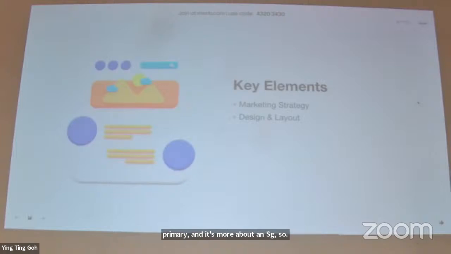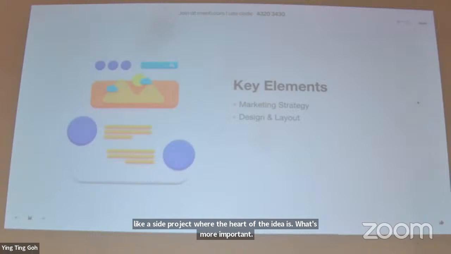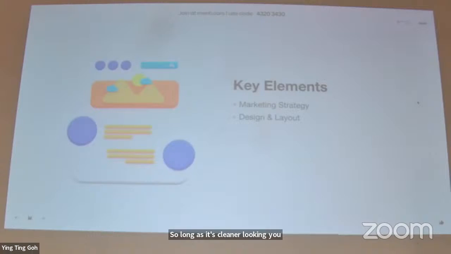For example, maybe I'm in aesthetic things, maybe I'm a creative professional, illustrator, photographer, or in those types of creative industries, or maybe even fashion. Aesthetic is everything, and that's when you need to pay extra attention to the layout. But let's say you're more in the B2B space, or it's more of a side project where the heart of the idea is what's more important. As long as it's clean and professional looking, you don't have to go over the line to get the design part right.